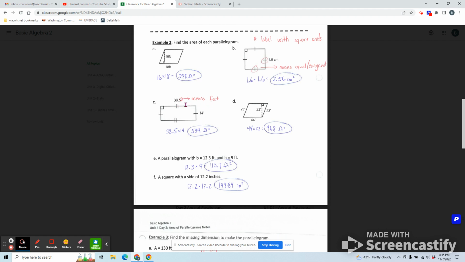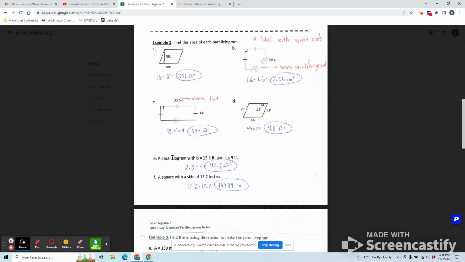And so if you're ever looking at a scale model or the layout of maybe an apartment you're going to rent or a house that you might purchase or rent, and they have that symbol, that just means feet. And then letter D, I have extra information in here. Sometimes you get extra information. You do not need the 23 or the 23. Here's my base, my height's by my right angle. Multiply those two together.